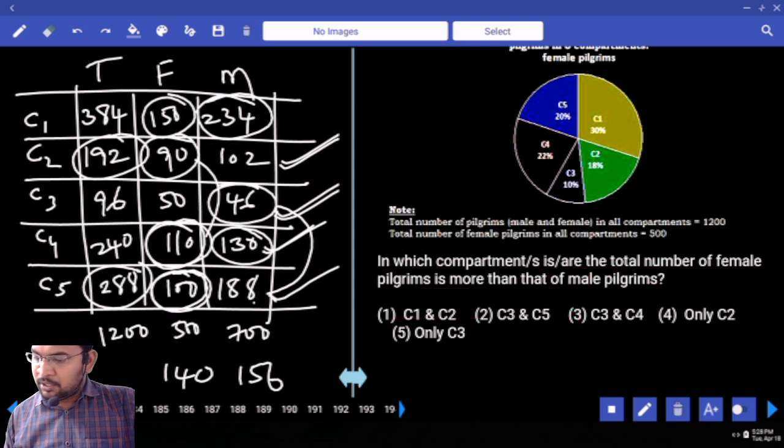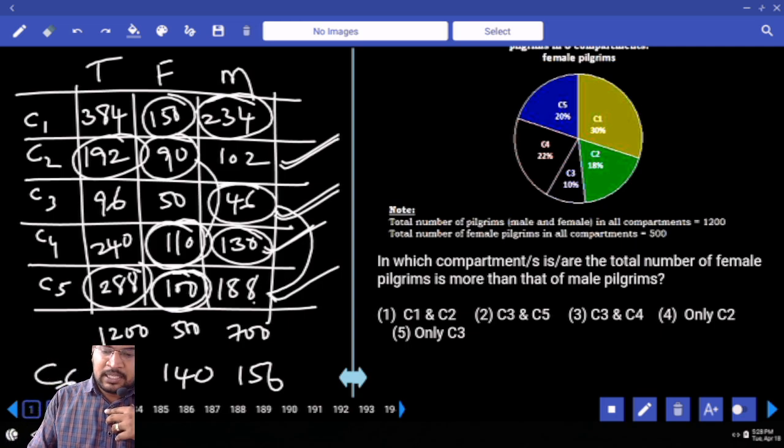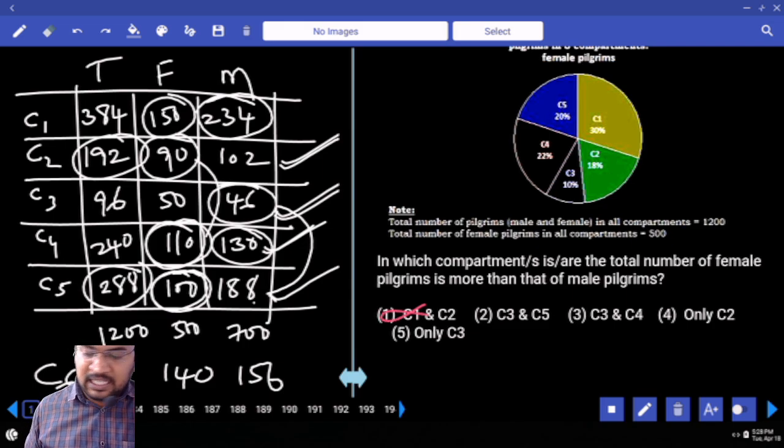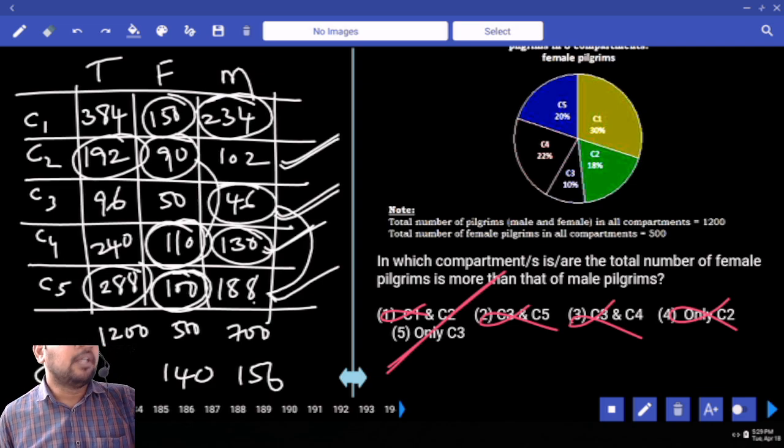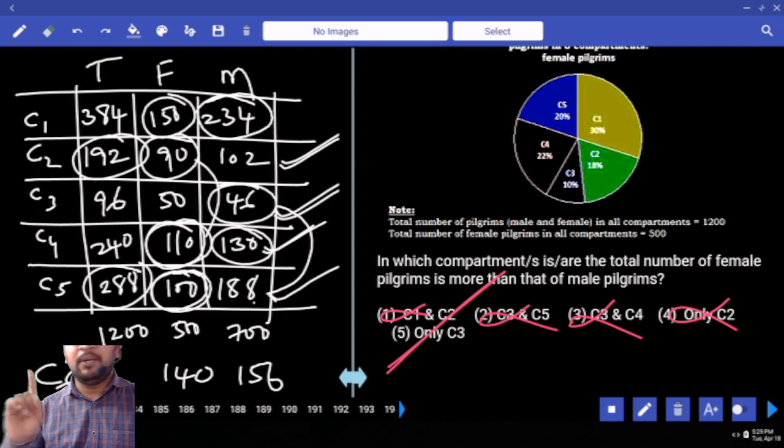In which compartment or compartments, is or are, either single or double, whatever it may be, is the total number of female pilgrims more than that of male pilgrims? If you observe carefully here, C1 and C2? No. C3 and C5? Is it possible? No. C3 and C4? No. Only C2? No. Only C3? Yes. 50 is more than 46. Only in one case. All of you clear? So only in one compartment, females are more than males.